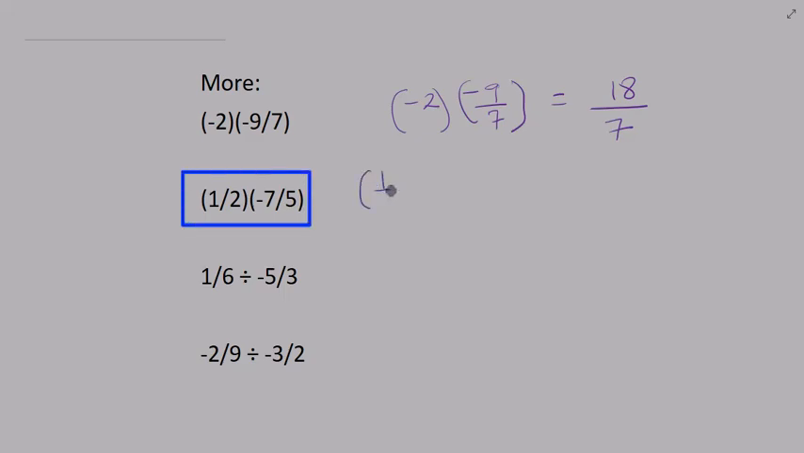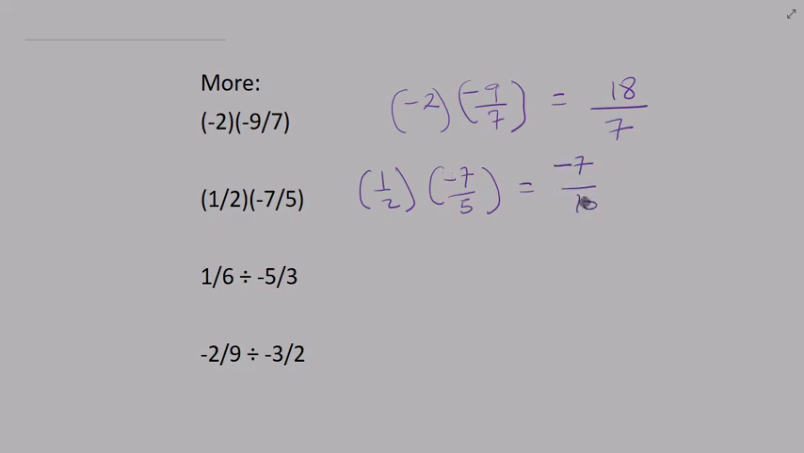Here we'll have 1 over 2 multiplied by negative 7 over 5. So let's multiply. 1 times 7 is 7. We'll have a positive here. Positive times negative is negative, and then 2 times 5 is 10. And that is our answer.